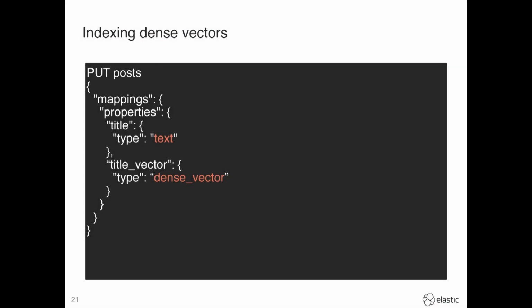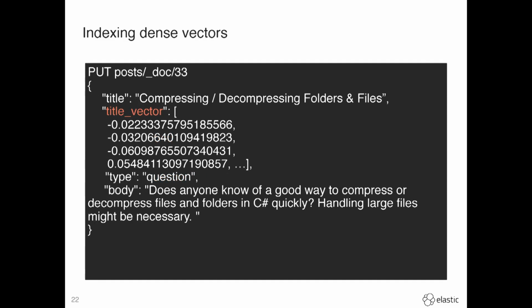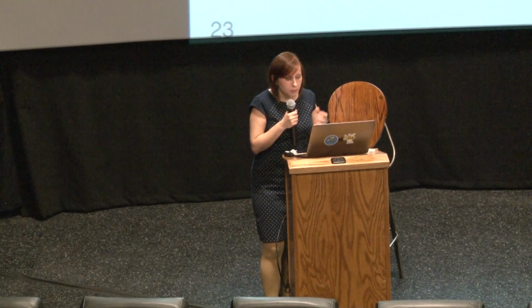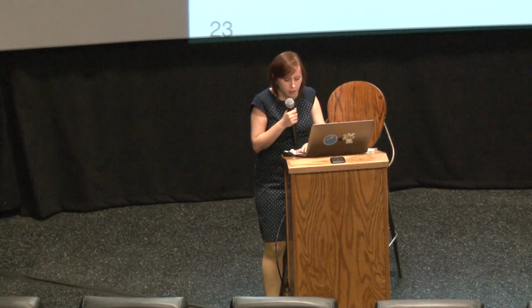So how is this field used? You can define a field with type dense vector. So I have my index with two fields, title and title vector. You use any external tools that you like to encode your text. For example, here I encode my title and index it. And then, as I said, there are predefined functions for sparse and dense vectors that you can use. For example, cosine similarity allows you to calculate the cosine similarity between your query vector and all the document vectors. And of course, the vectors with the largest cosine similarity will be the top results.